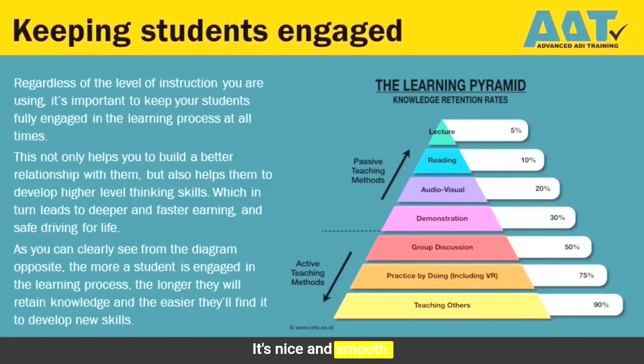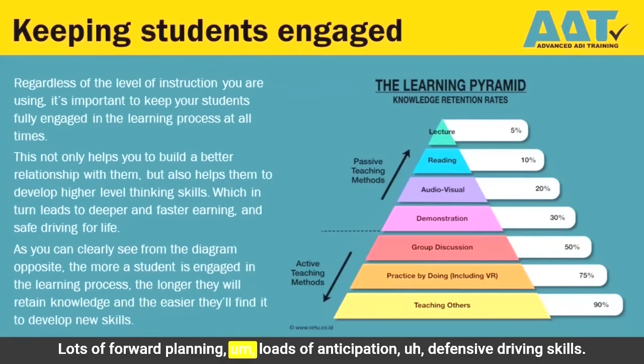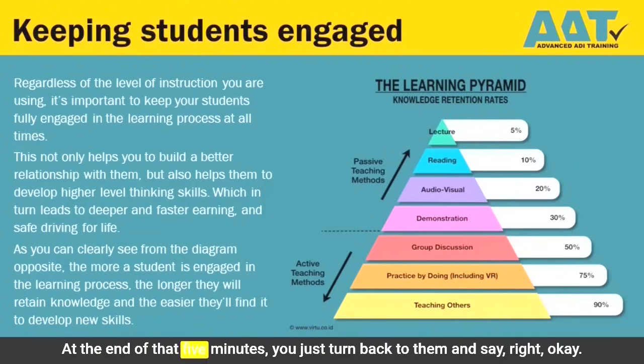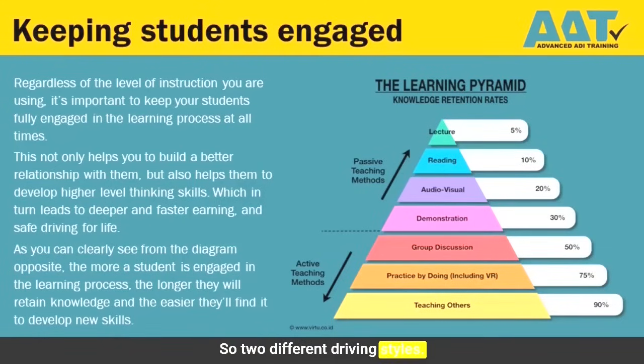Okay, it's nice and smooth, lots of forward planning, loads of anticipation, defensive driving skills. You're trying to keep the car moving wherever you possibly can, and it is just as smooth as silk. At the end of that 5 minutes, you just turn back to them and say, right, okay, so two different driving styles, didn't break the speed limit at any point, same road, same types of situations that we had to deal with. From your point of view, what was the difference? And then they're going to come back and they'll say things like, well, the second was a lot smoother, it was a lot better. Then you can get into those Q&A again.